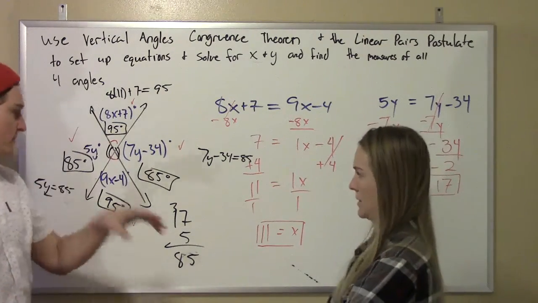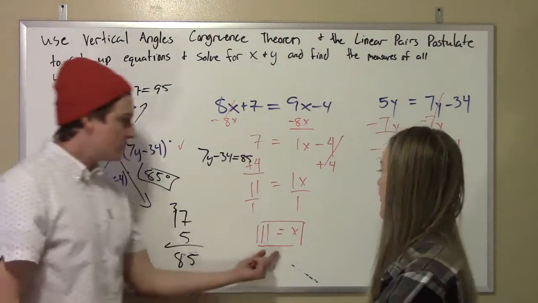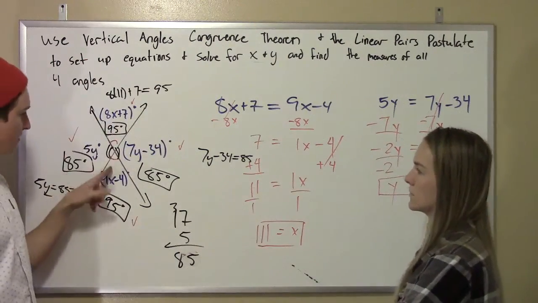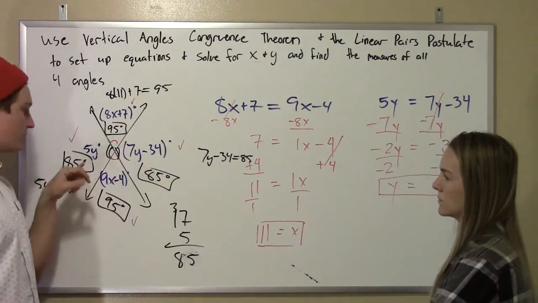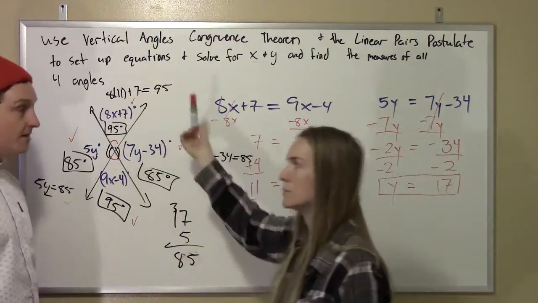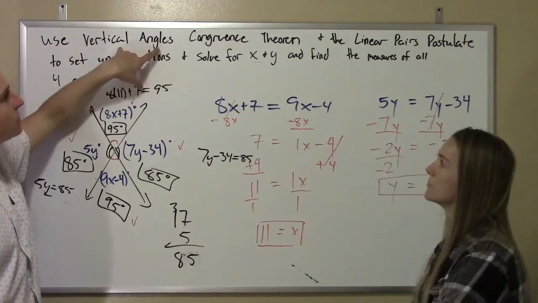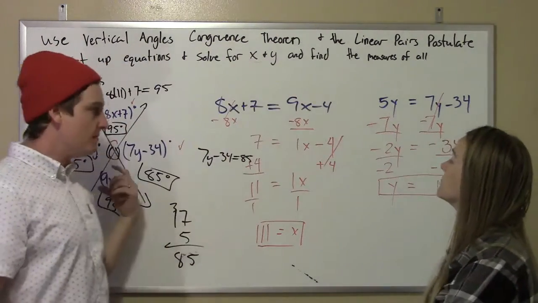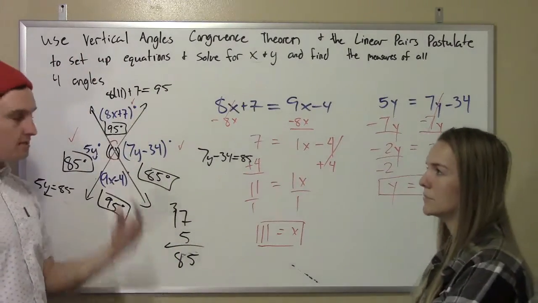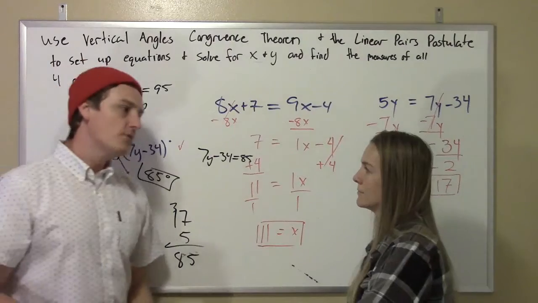So anyway, we got basically 4 answers here. What is x? 11. What is y? 17. What is this angle? 95. What is this angle? 95. What is this angle? 85. What is this angle? 85. But you're not done just when you figure out one of them. You have to do all of them. You can use vertical angles or linear pairs to get the rest of them, or you could take these numbers and just substitute them into the blue expressions. Plug them right in. Lots of different ways to do it.